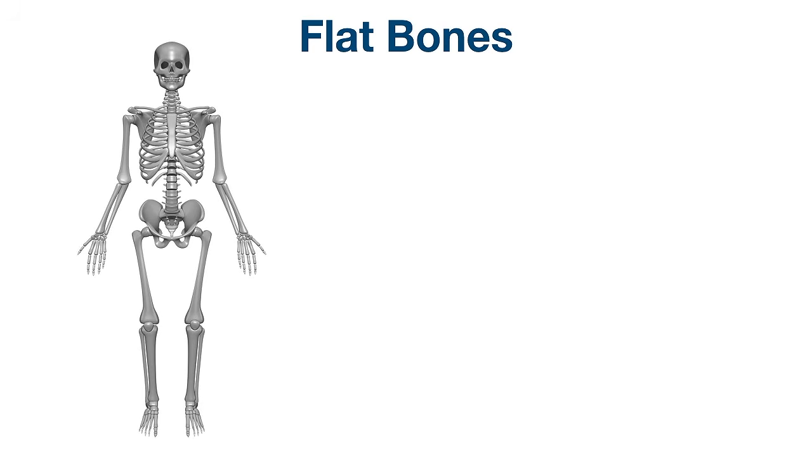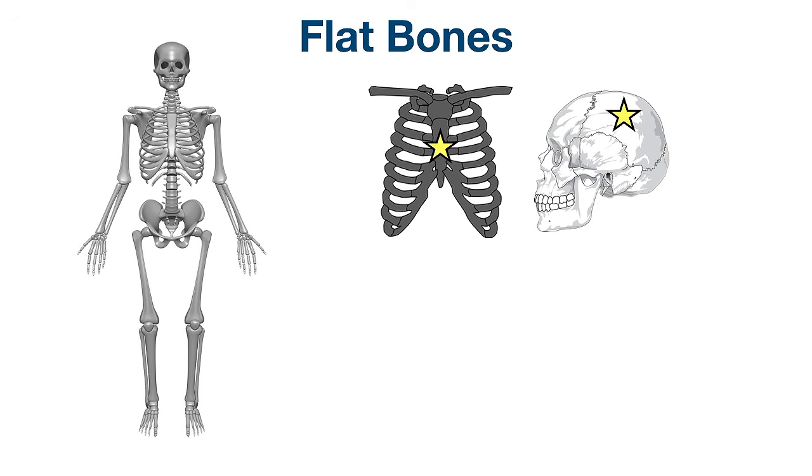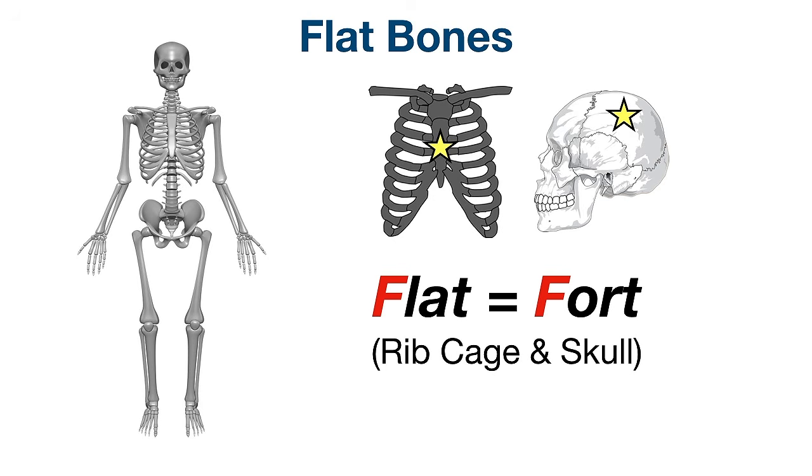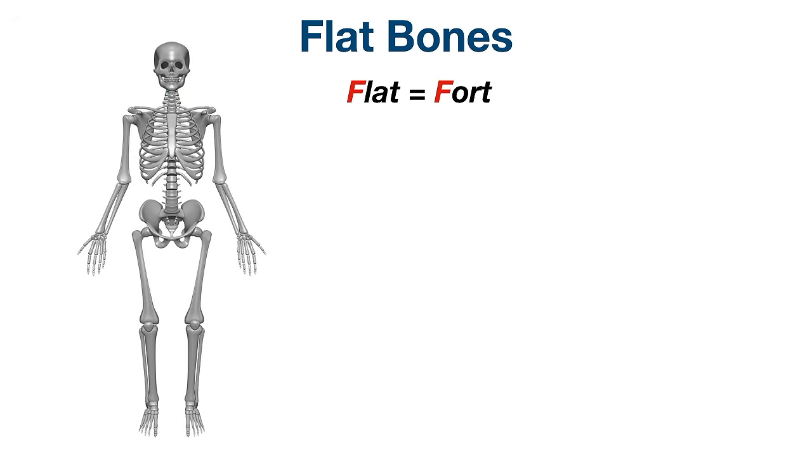Next, we have the flat bones. The flat bones get their name for being thin and broad, and they're found where protection of organs is necessary. The trick for flat bones is to use the letter F to remember the word fort. Forts help protect things, and that's exactly what the flat bones do. They're located in areas where protecting vital organs is required, such as the skull and thorax. Therefore, you can broadly remember the flat bones as being found in the rib cage and part of the cranium or skull. Let's take a closer look at what specific bones are flat bones.